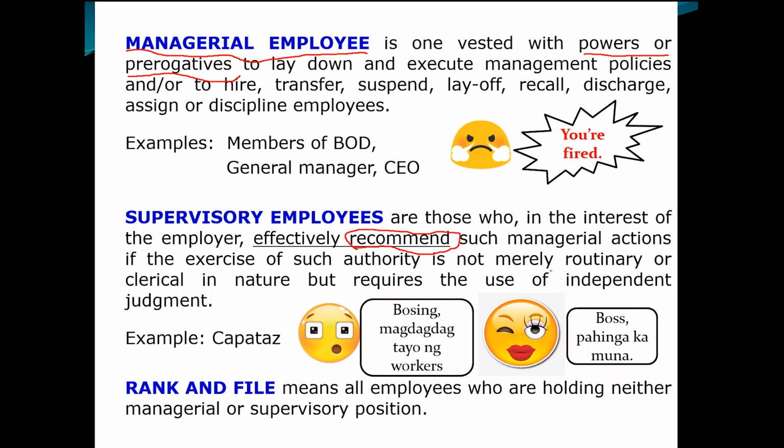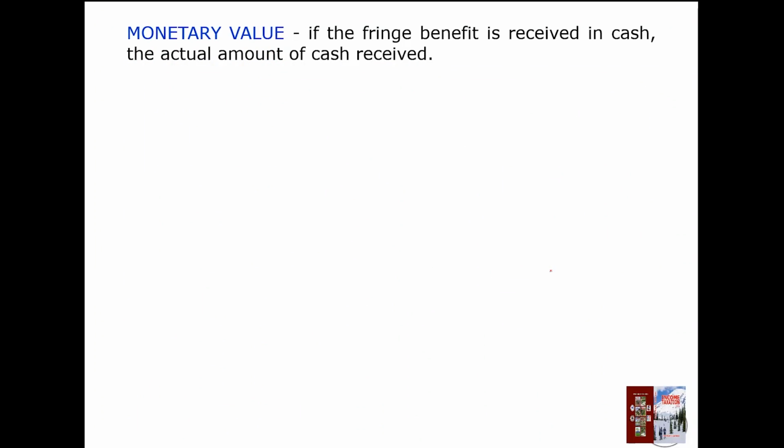Okay, dito na tayo sa pag-compute ng fringe benefit tax. But we will have first to define important terminologies. Una, what is a monetary value? If the fringe benefit is received in cash, it is the actual amount of cash received. Halimbawa, nakatanggap sa employer ng 10,000 fringe benefit, that is the monetary value.